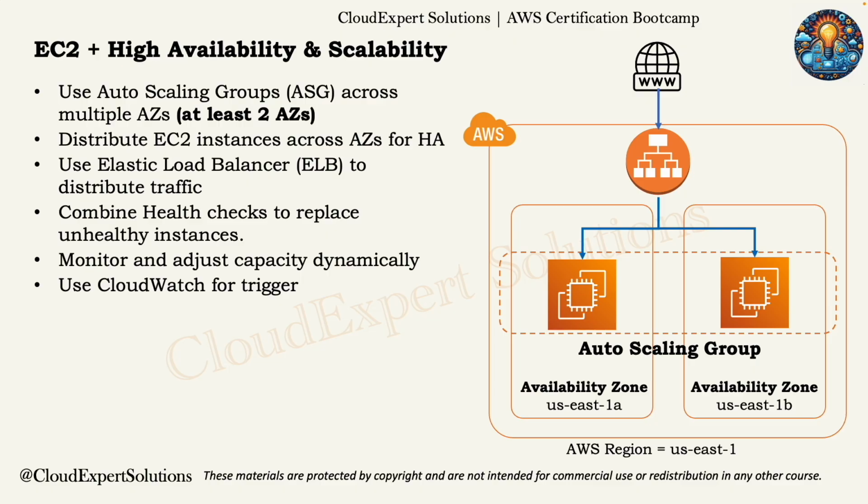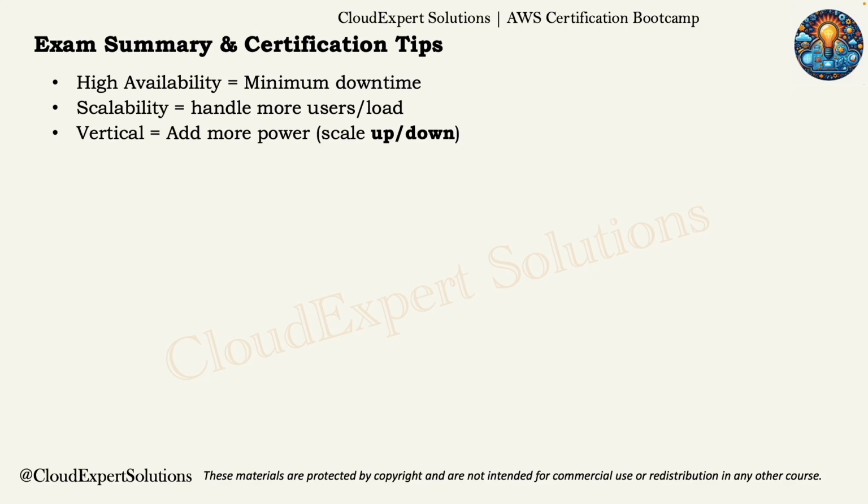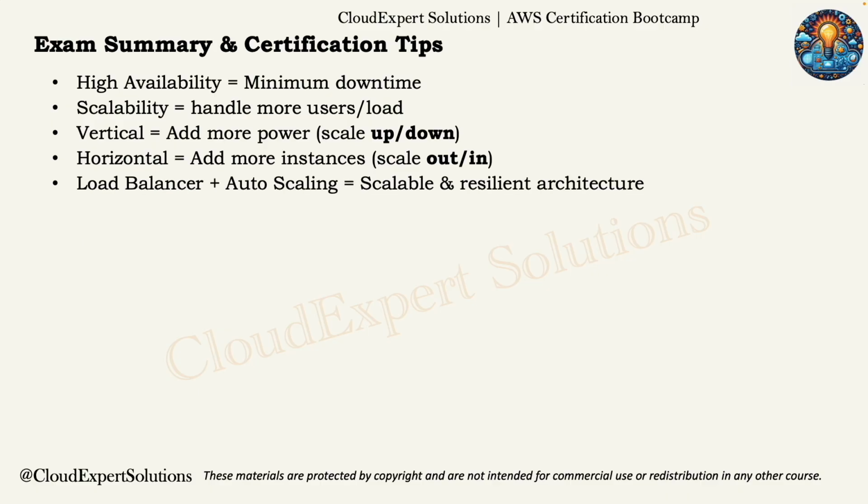And for monitoring, you can use CloudWatch metrics to trigger the auto scaling or scale out and scale in based on the application load. Before we wrap up, please remember high availability ensures uptime, which minimizes downtime. Scalability ensures performance, that means handle more users or application load. Vertical scaling power-ups a single instance with more CPU or RAM and we call it scale up or down, whereas horizontal scaling distributes the load across many EC2 instances and we call it scale out or scale in. Load balancers play a vital role in distributing traffic and improving resiliency.